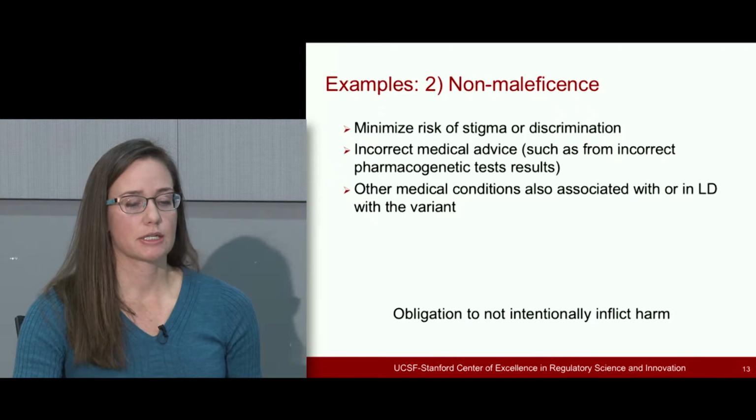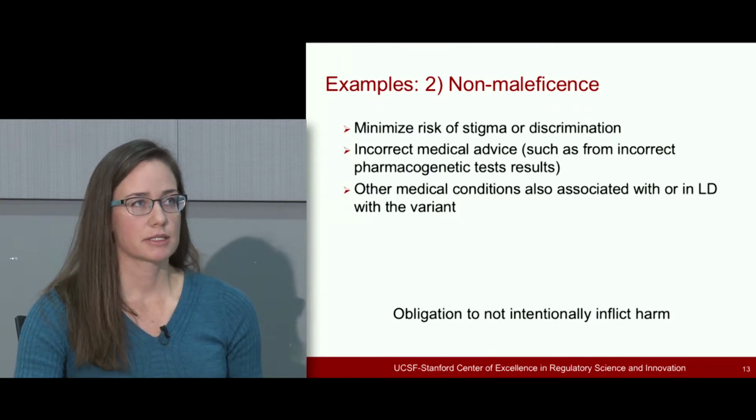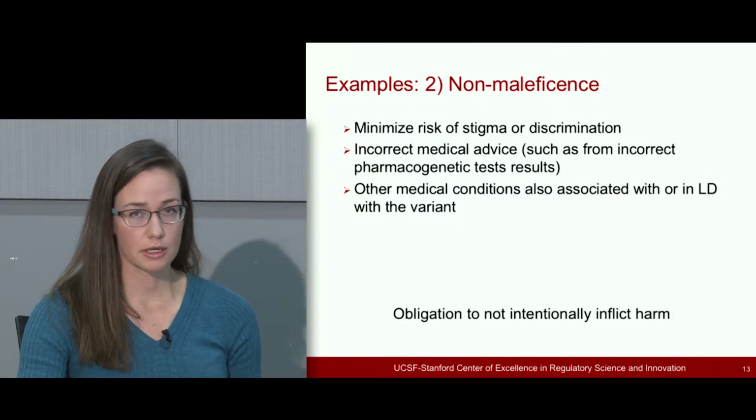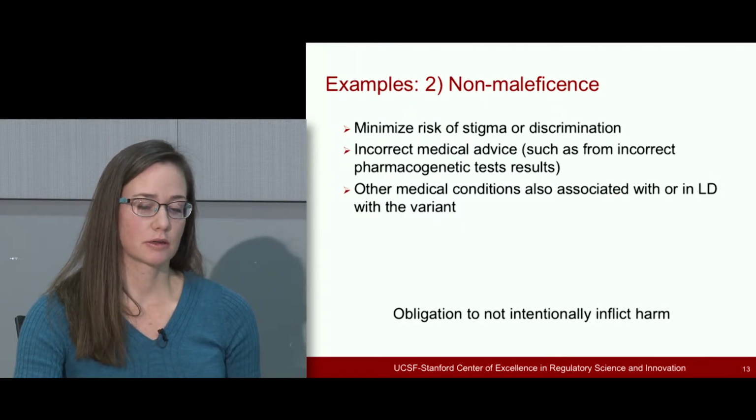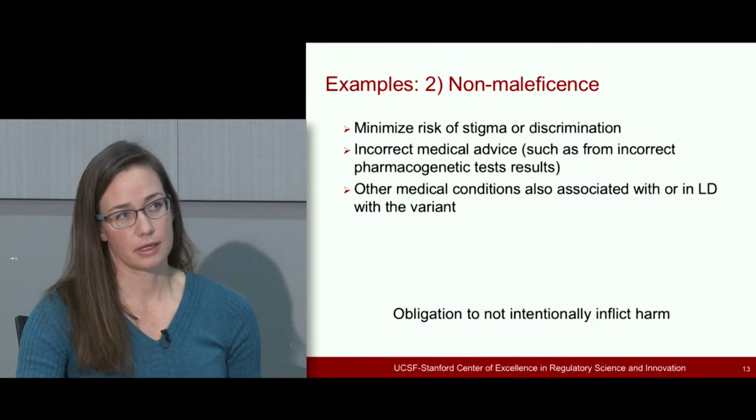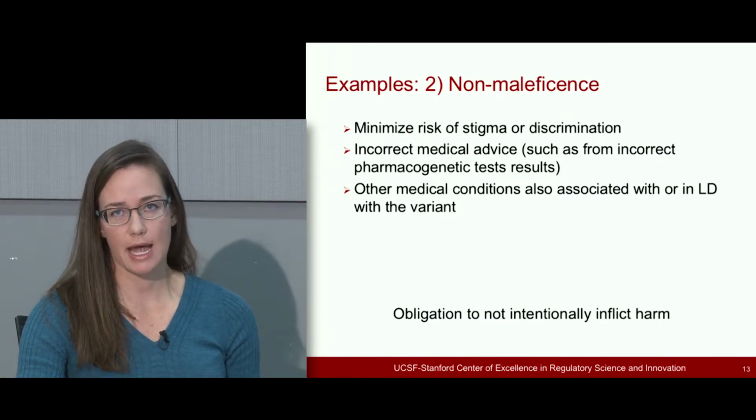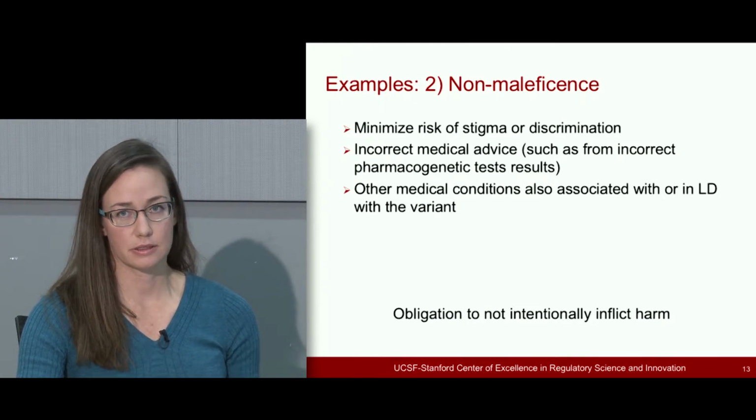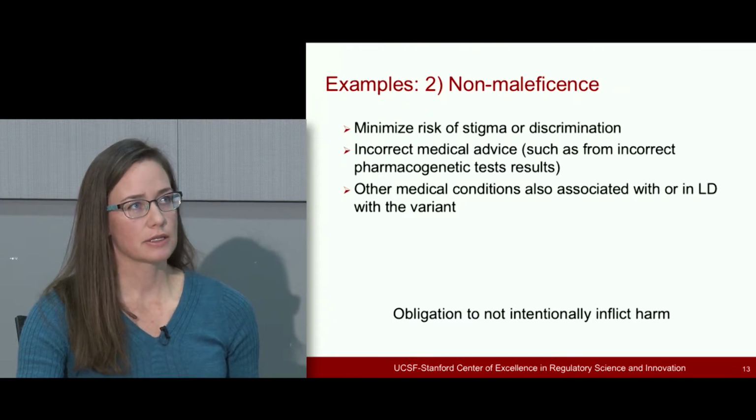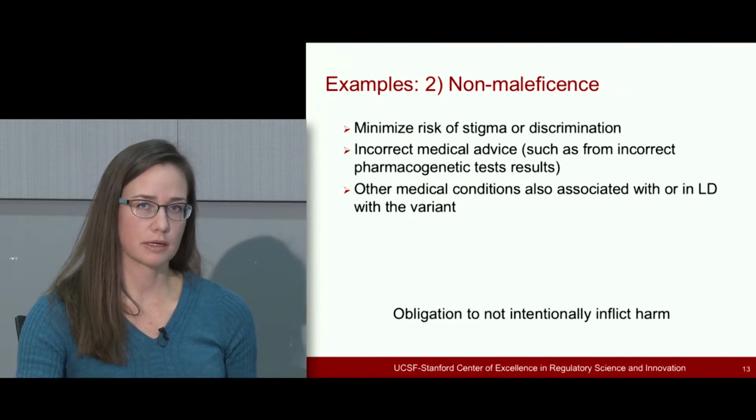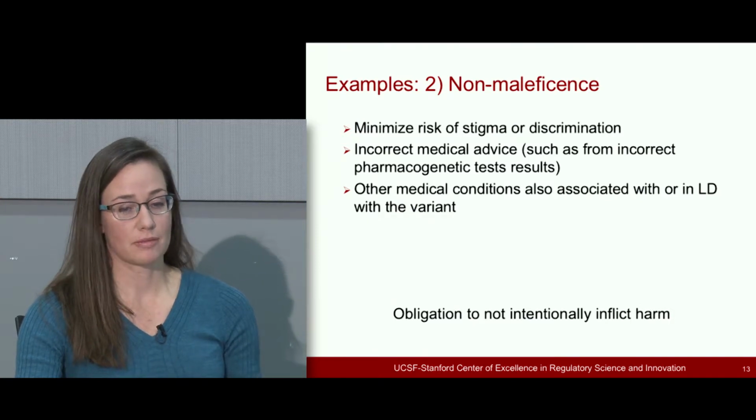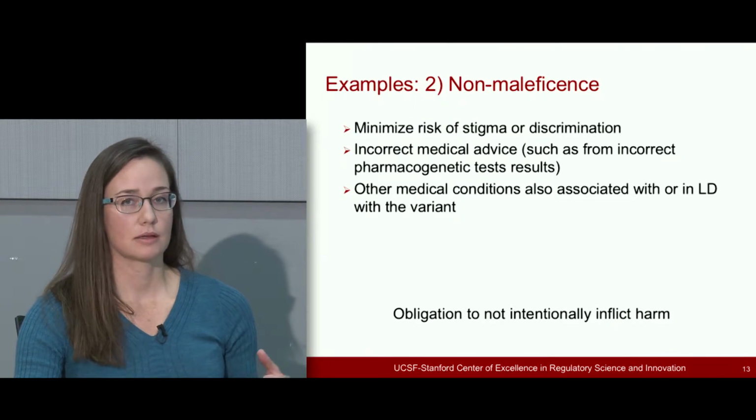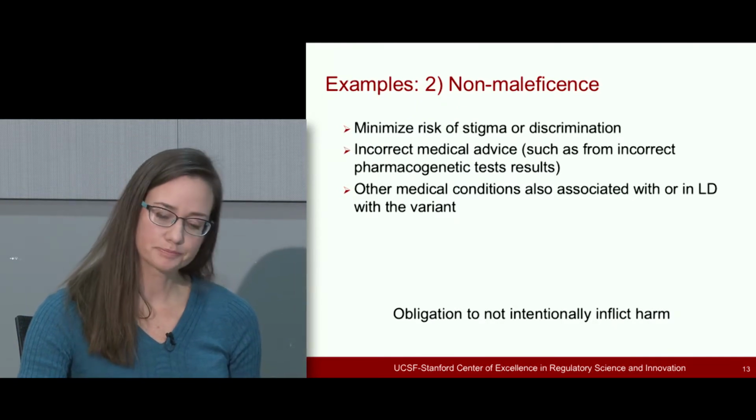A final consideration is that medical conditions that are associated with, or in LD with, a variant that we're looking at in pharmacogenomics could have wider implications for the patient. So for example, the ApoE4 allele has been implicated in different response to statins. So if a patient is tested for their ApoE4 allele in trying to optimize their statin dose, it could also give information about Alzheimer's risk. And that, going back to our previous definition of respect for autonomy, may not be something that this person wants to know.